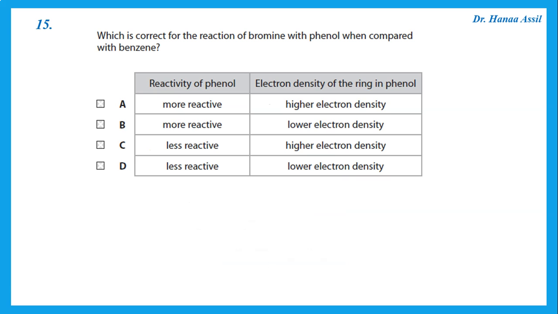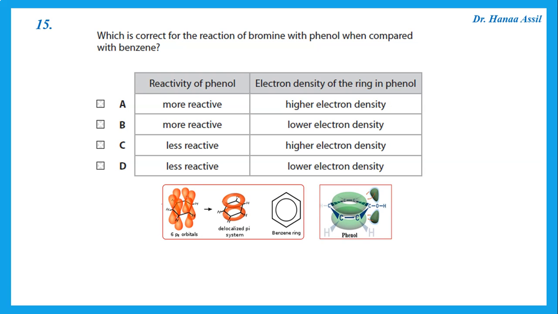What is correct for the reaction of bromine with phenol when compared with benzene? So if we have bromine reacting with phenol versus bromine reacting with benzene, what would phenol be? You should know that phenol is a benzene ring with an OH on it.